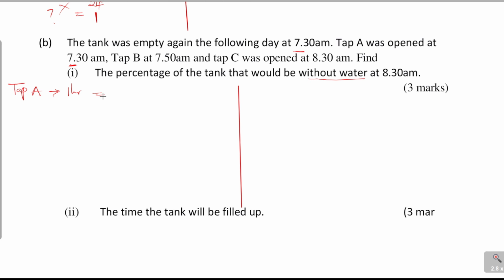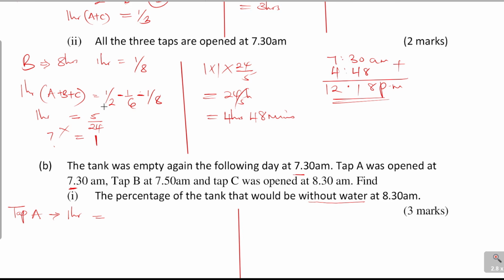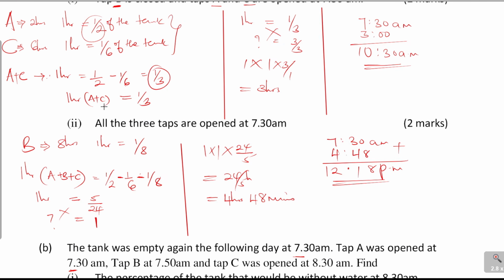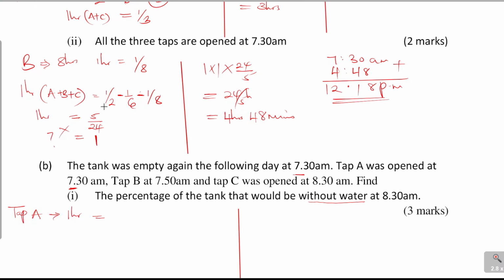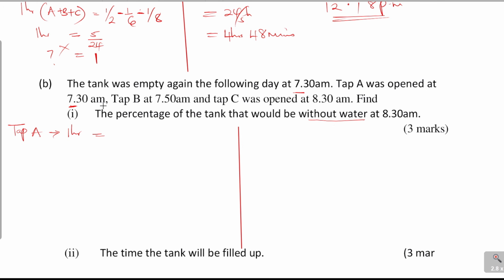We got it in the previous part, which is a half of the tank, because A fills the tank in 2 hours. So in 1 hour it fills a half of the tank. Then let's go to tap B.